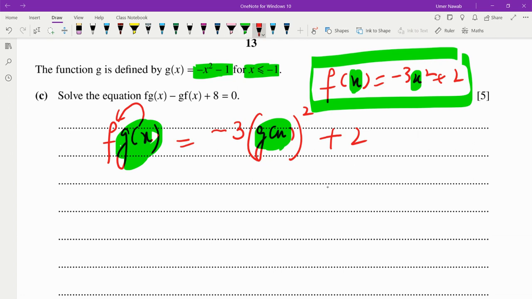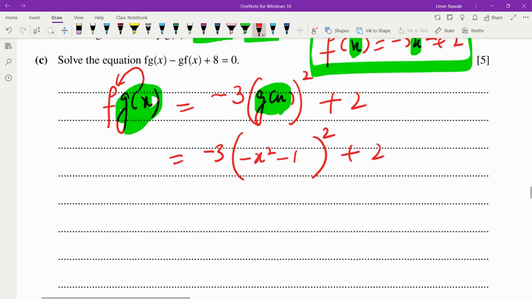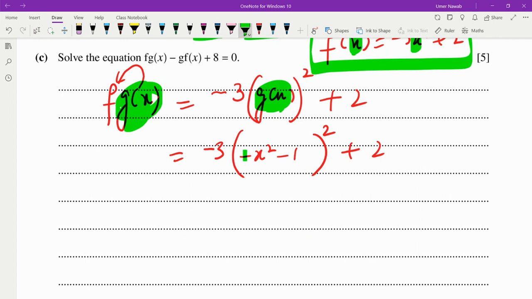Now what is g I have? -3. What is g? g is given to me as -x squared minus 1, whole squared plus 2. And will you allow me to change this minus sign because there is a square? Now I will change all the signs because there is a square, to give it an elegant form.